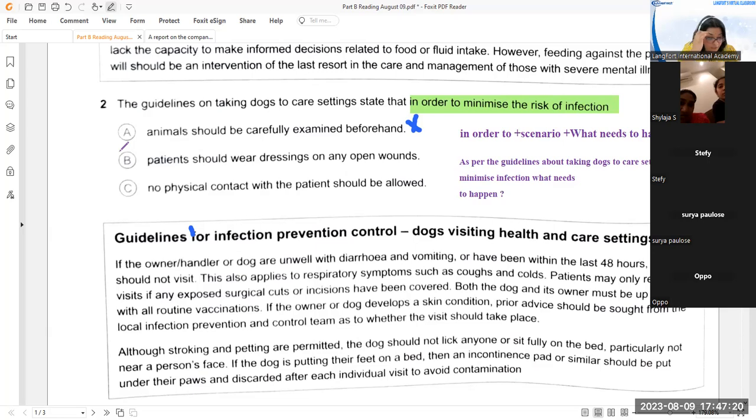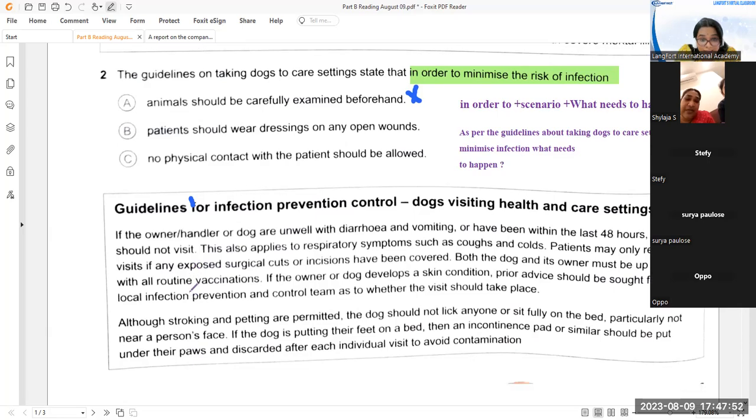Next one, Steffi, read the question. The guideline on taking dogs to care settings states that in order to minimize the risk of infection, patients should wear a dressing on any open wounds. Have they told that the patients should wear some kind of dressing on their open wounds in order to minimize infection? What do you guys think? No. Only the owner or handler should. What about the surgical sentence? Yes, I've highlighted this sentence.